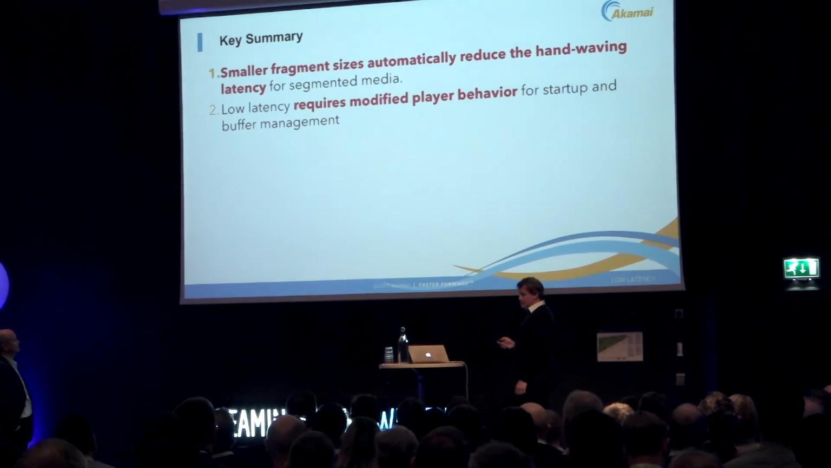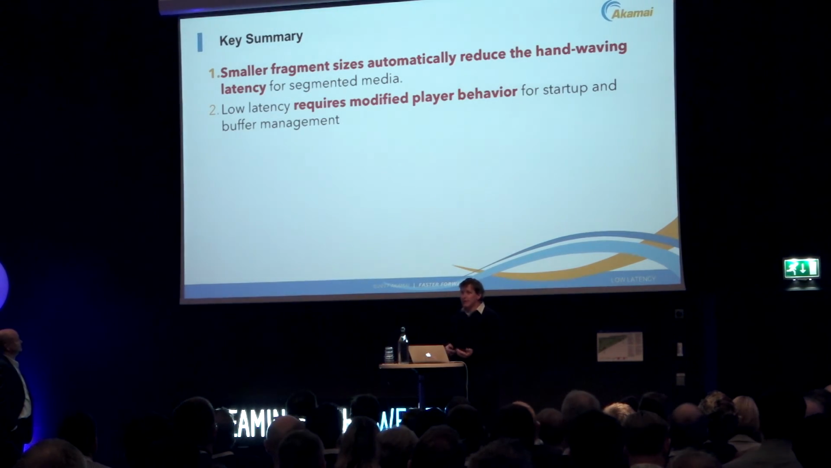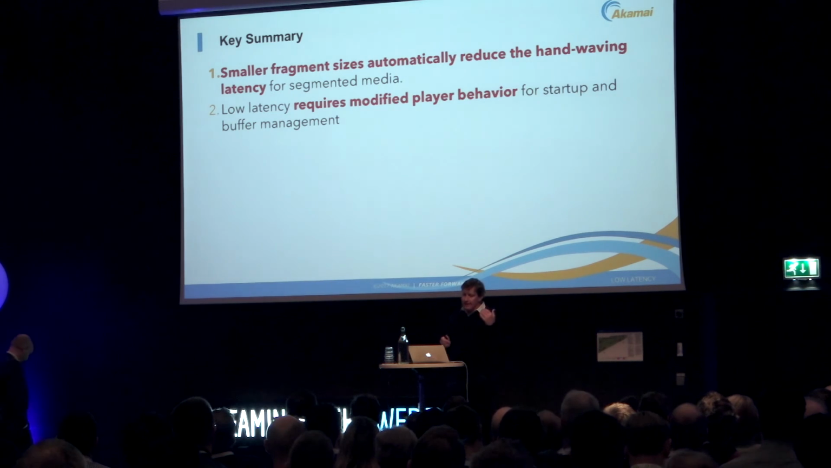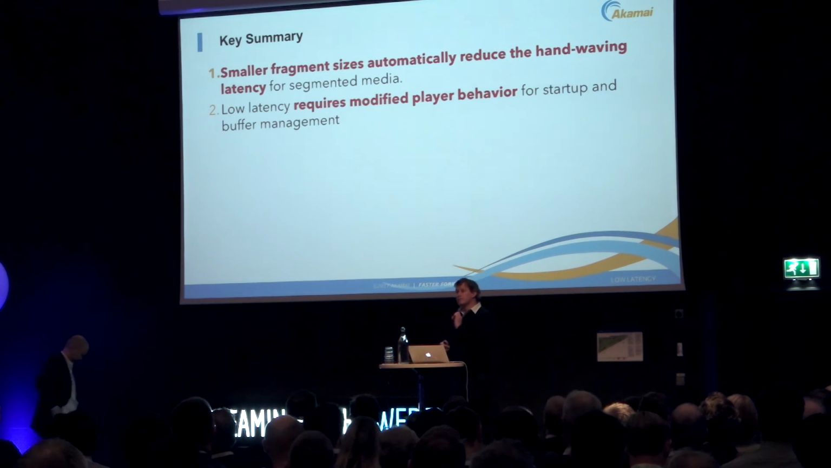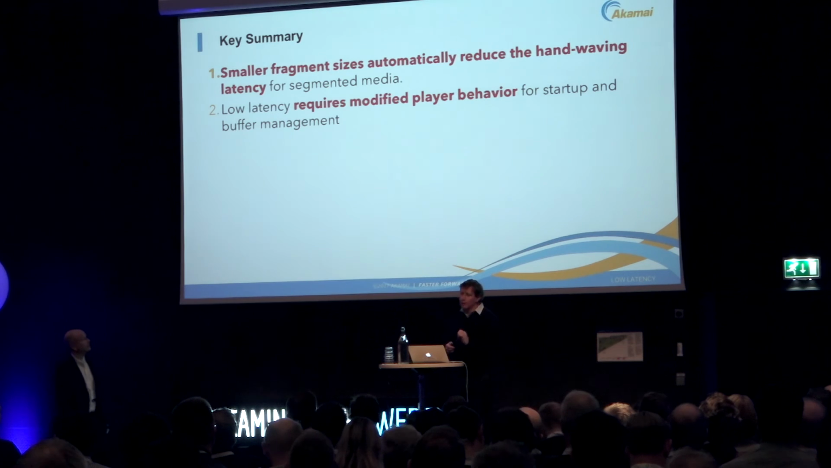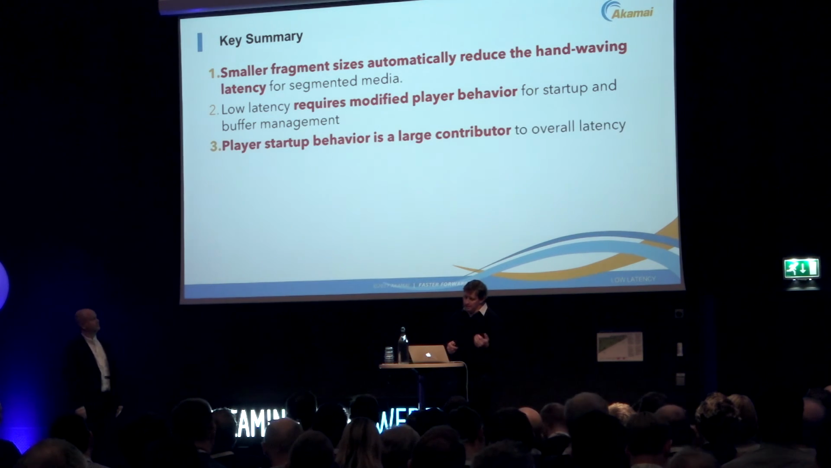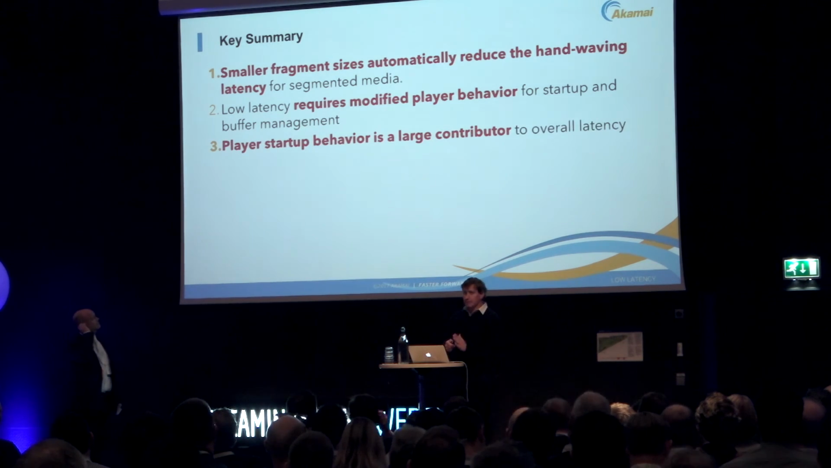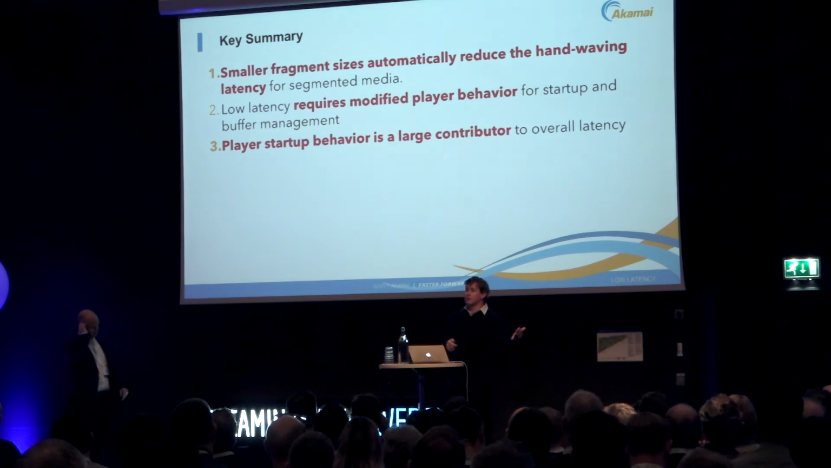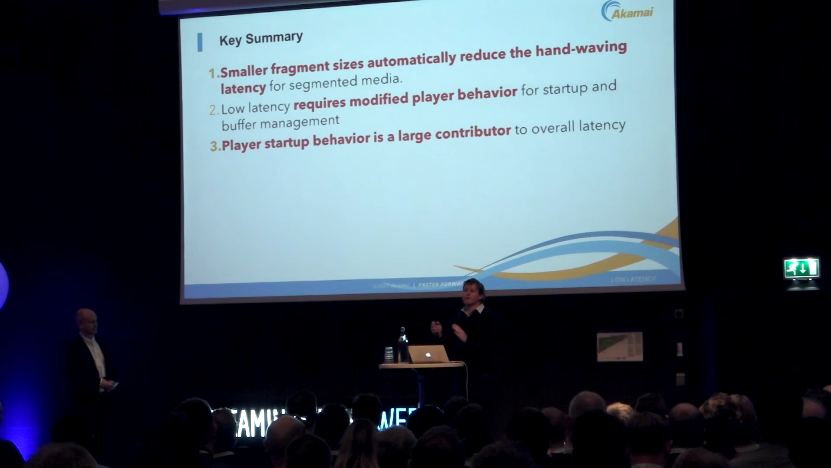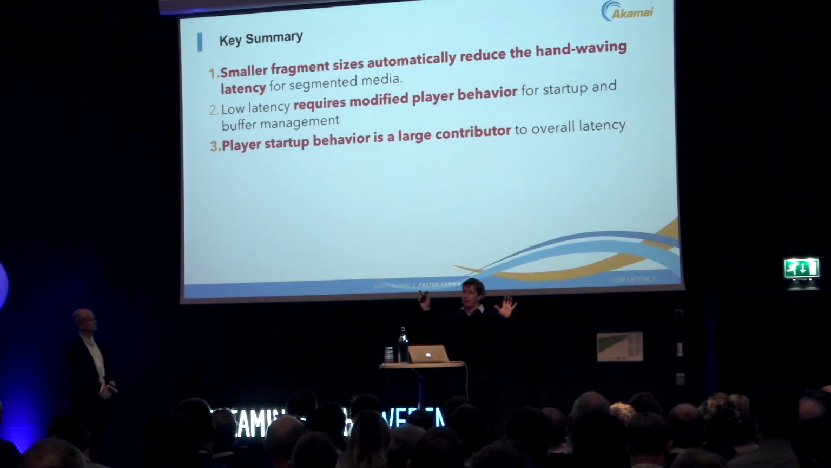So some summary points: smaller fragments, generally better in terms of hand-waving latency. Low latency requires you to modify your player behavior, and there's a lot you can do within that to reduce it and make it stable. Player startup time is, in fact, one of the largest contributors. Our CDN in that example is only adding about 400 milliseconds to transit the whole CDN. So most of it's encode delay, player buffer.